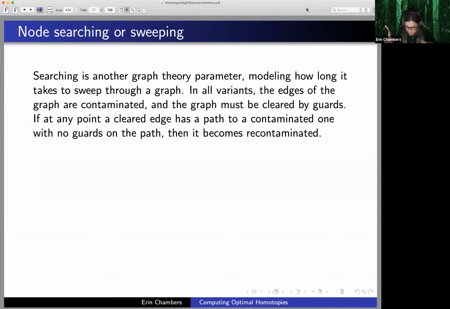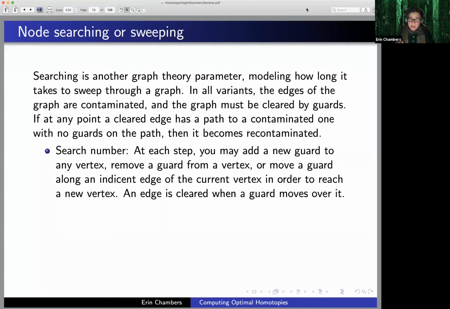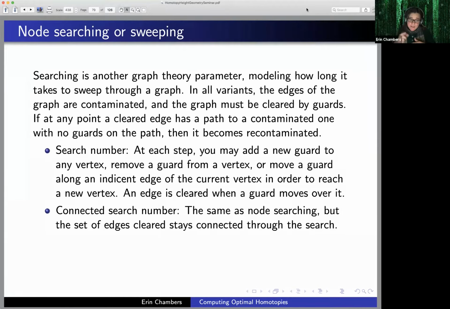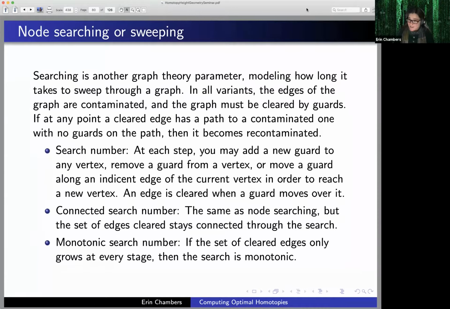If you've never seen searching or sweeping, there's a bunch of different variants of it, but the idea is you've got guards moving through the vertices of a graph, like cops and robbers, sometimes you're trying to clean things out and corral and make sure that there's no contaminated things left. So the search number is where at each step you add a new guard to any vertex, you remove a guard, or you move along an edge. And an edge is cleared when you move over it. You want to clear the whole graph with as few guards as possible. Connected search number is the same, but you have to keep the set of cleared edges connected. And then the monotonic search number: if the set of cleared edges grows at each stage, then it's monotonic. So this is pretty well studied in a lot of different variants.